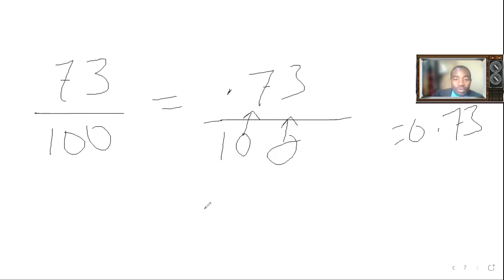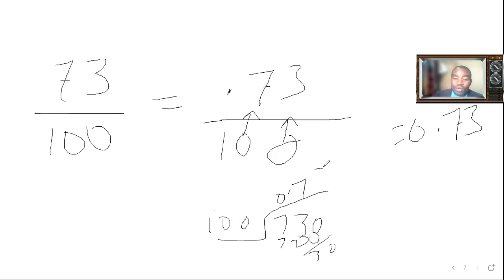Otherwise, you can still go to the long division, and you will still get the same answer. 100 goes into 73 0 times. Then you add a 0, and it goes into 730 7 times, because of 700. Then you remain with 30, and it goes into 300 3 times, and you end up with 0.73.